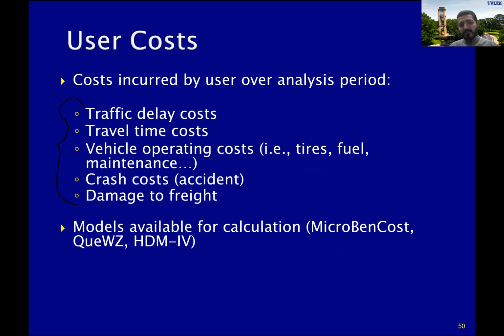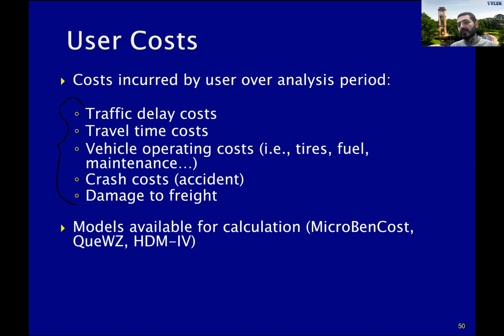That's the user cost. Travel time cost: you may not be super delayed, but instead you're going to go through another route that's going to take you 20 minutes extra than usual. Let's say you used to go to work and it takes you 30 minutes, and now it's going to take you 50 minutes. So that extra 20 minutes, that has a cost.